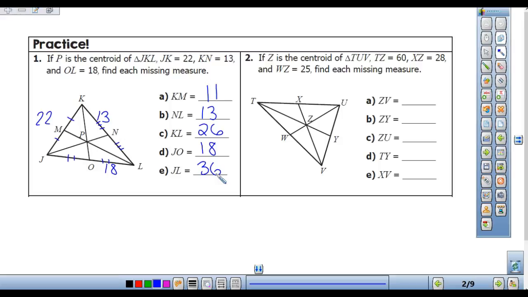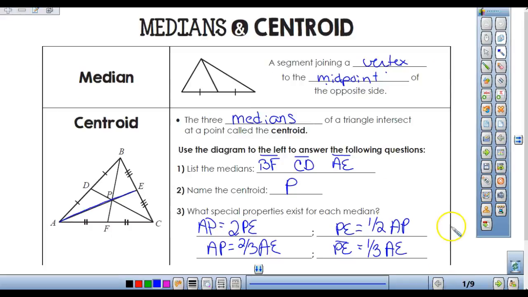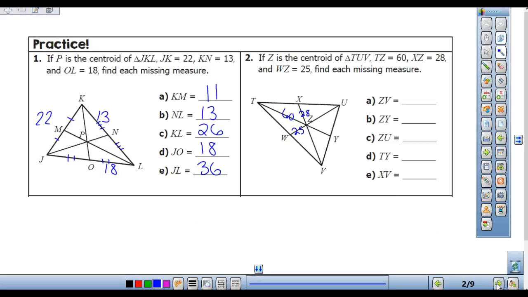Alright, so now I've got TZ is 60, XZ is 28, and WZ is 25. This goes back to this guy right here. ZV is this one, so if XZ is 28, ZV is going to be how much? Twice as much, so that puts us at 56.